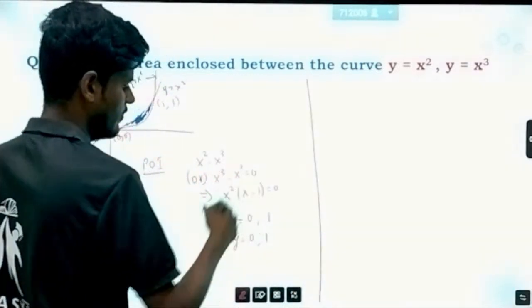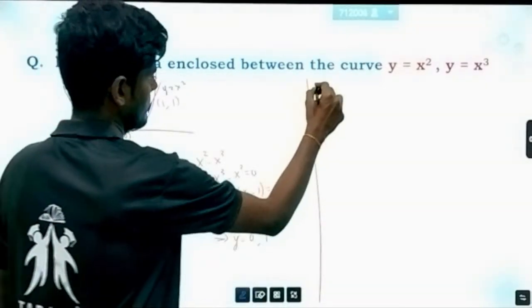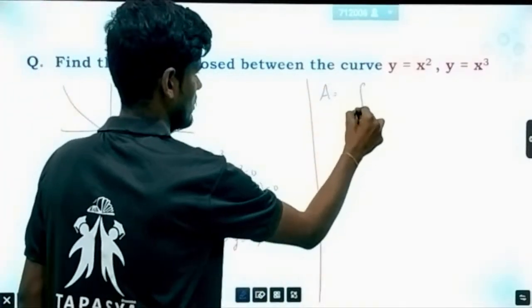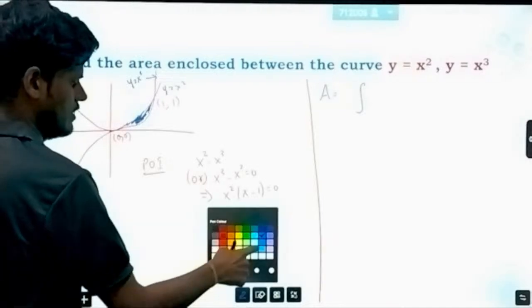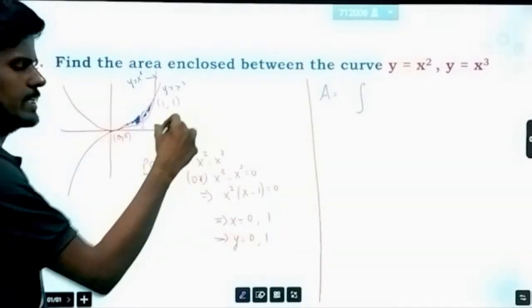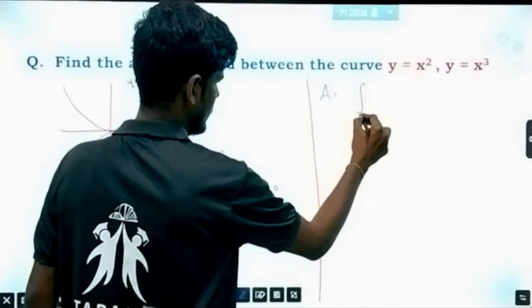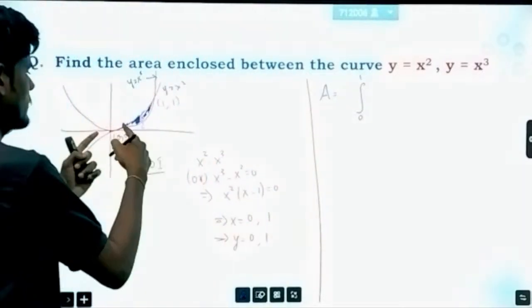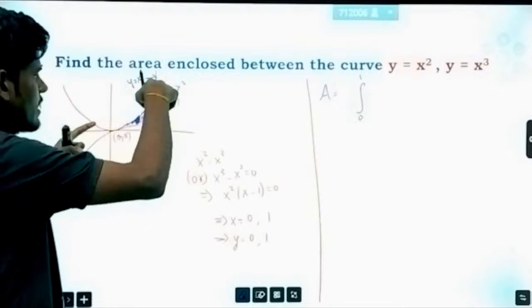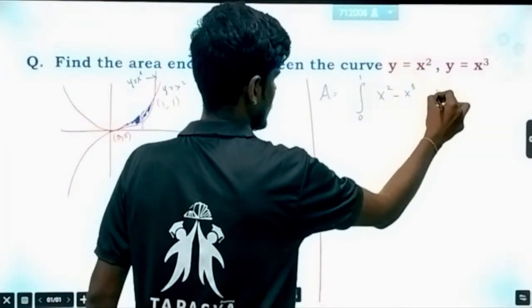After that, we need to find the integral for the area. Area is equal to the integral of, now we will take the strip along the x direction. Now x varies between 0 to 1. The higher curve, the upper curve, is x square, and the lower curve is x cube. So we will get x square minus x cube dx.